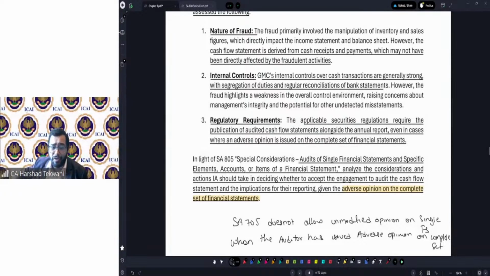And what we are discussing as of now is also covered in SA 705. We have already discussed this once in SA 705. We have already discussed this when we were discussing SA 805. Can someone tell me about that exception, when you can issue two different opinions, that is, one unmodified opinion on a single FS and one adverse opinion on the complete FS? Usually 705 doesn't allow. But what is that specific scenario or exception where it is allowed? Anyone?